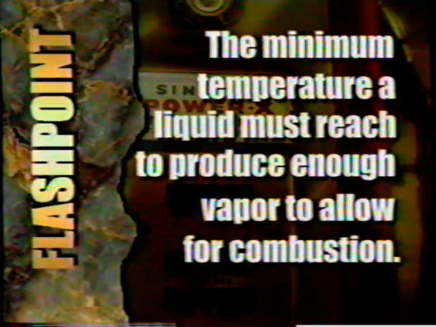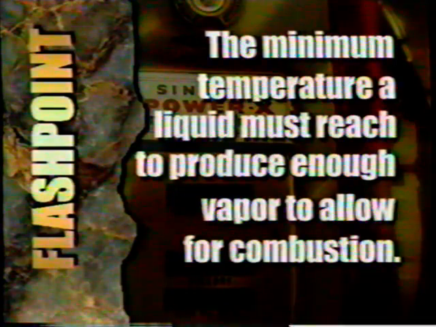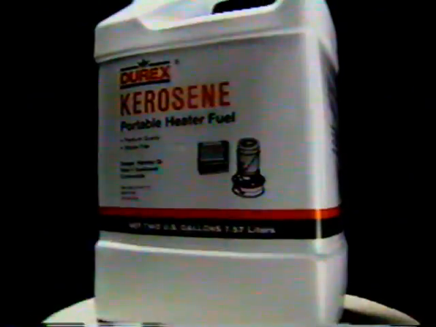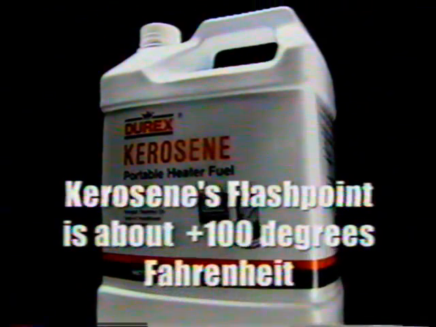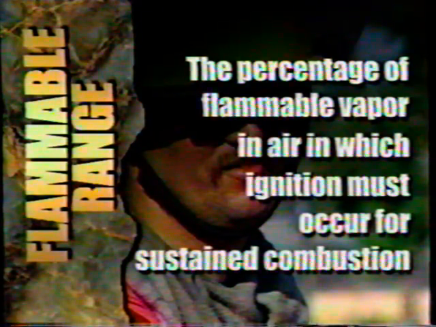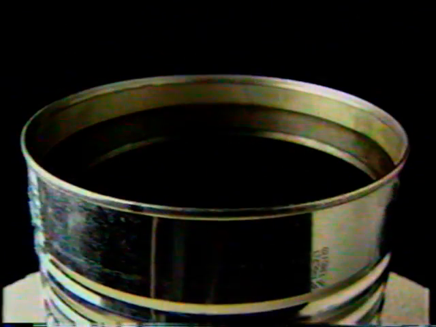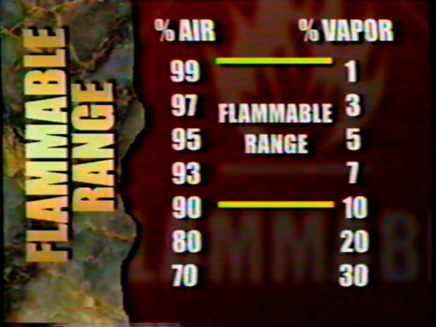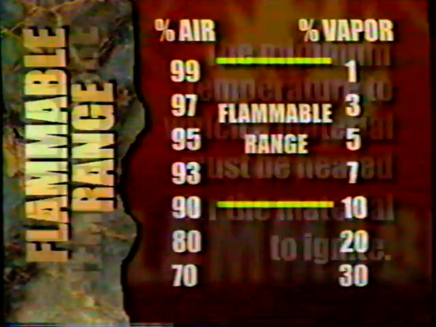Remember, flash point is the minimum temperature a liquid must reach to generate vapor. Gasoline's flash point is about minus 40 degrees. Kerosene's flash point is just over 100 degrees. Flammable range is the required quantity of fuel-to-air mixture capable of ignition. The richest, highest fuel percentage is nearest the liquid surface. The leanest fuel percentage with the least amount of fuel-air mixture exists furthest from the surface of the liquid.